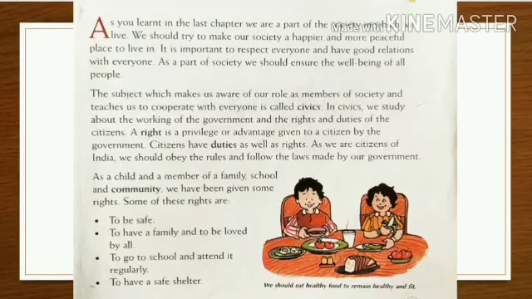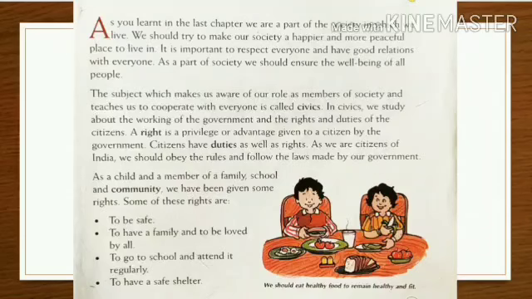So in civics, we learn about all these rights, duties, how the government works, what are our roles as a member of a society, how can we help each other, how can we make our society a better and happier place. All this we learn in civics.